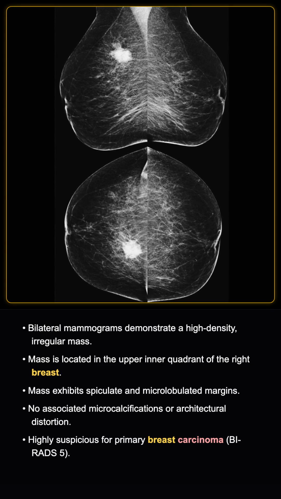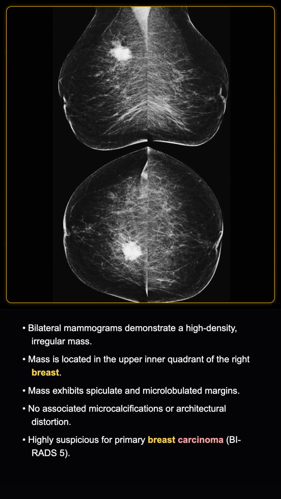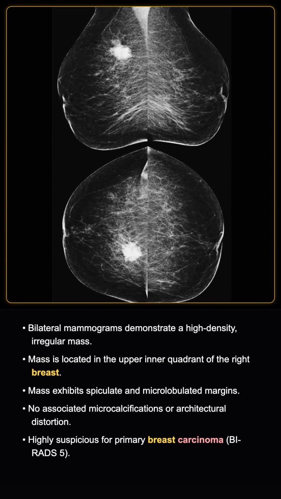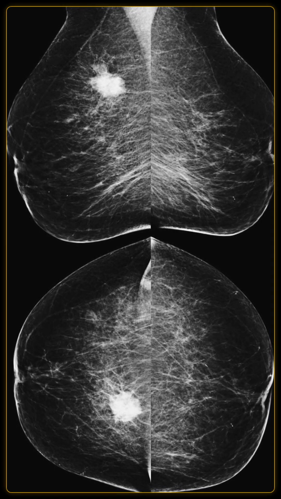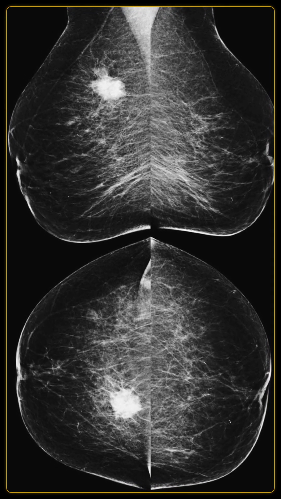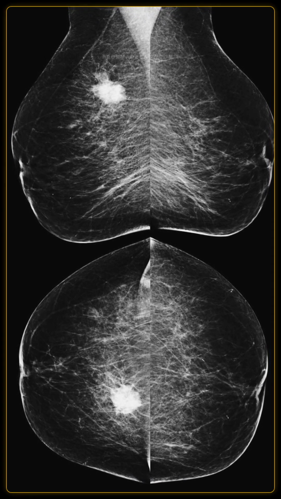Given the spiculate margins and high density, this right breast mass is highly suspicious for a primary breast carcinoma, categorized as BI-RADS 5. Based on your differential, what are the key mammographic signs that distinguish a benign spiculate lesion from a malignant one?